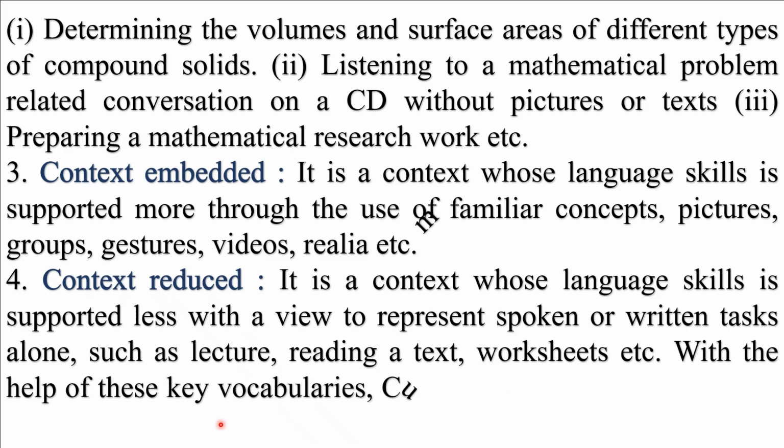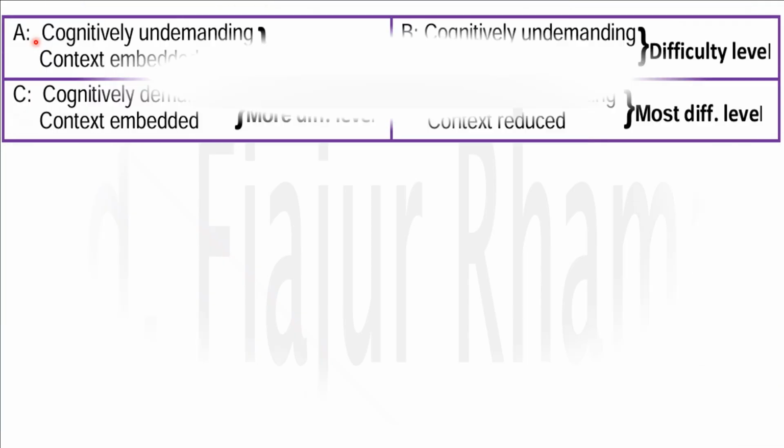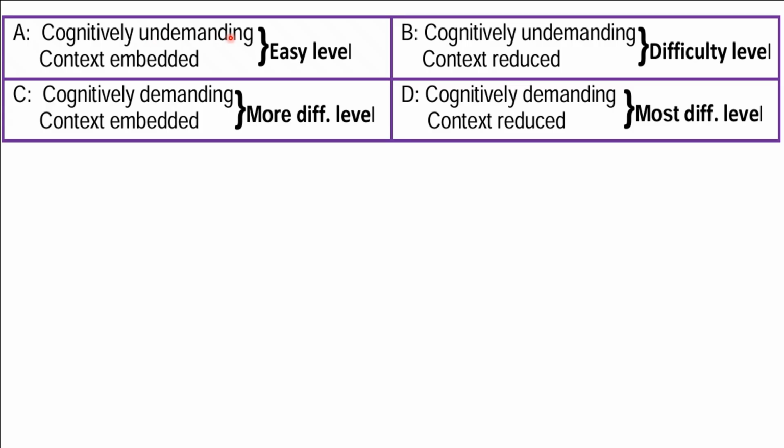With the help of these key vocabularies, Cummins framework is stated as the following 4 quadrants. A. Cognitively undemanding, context embedded, easy level. B. Cognitively undemanding, context reduced, difficulty level. C. Cognitively demanding, context embedded, more difficulty level. D. Cognitively demanding, context reduced, most difficulty level.